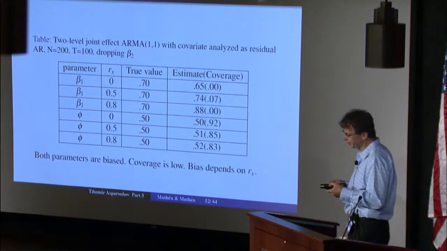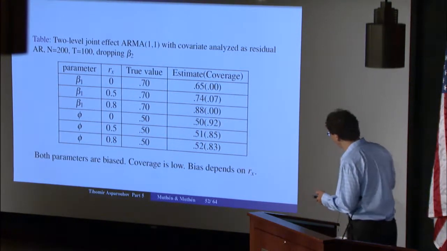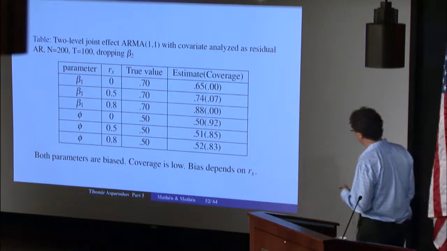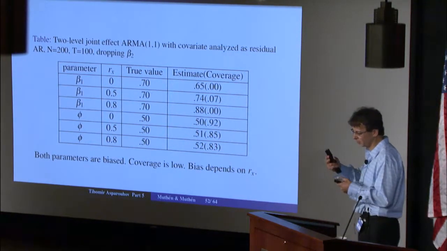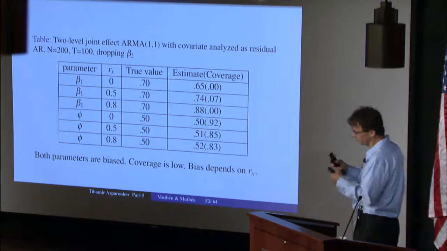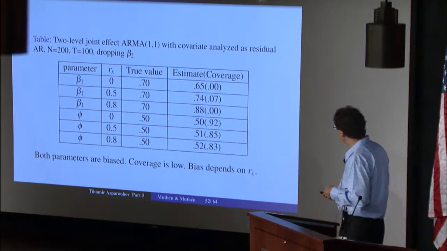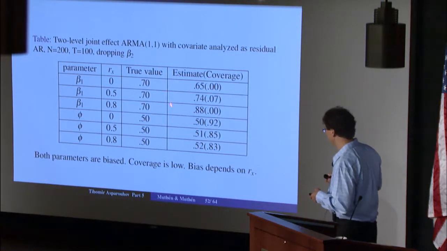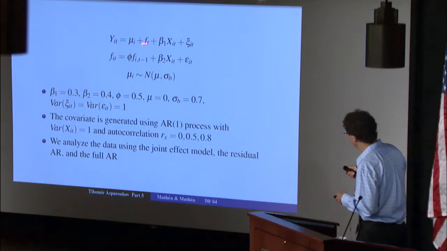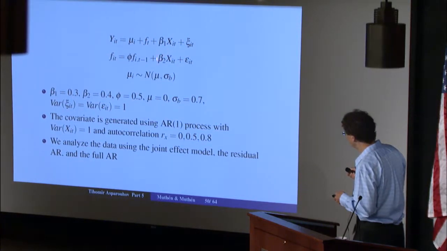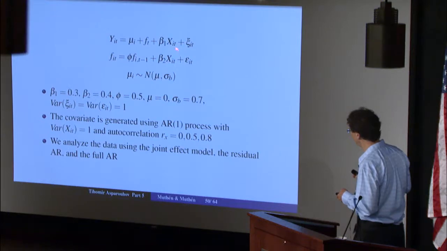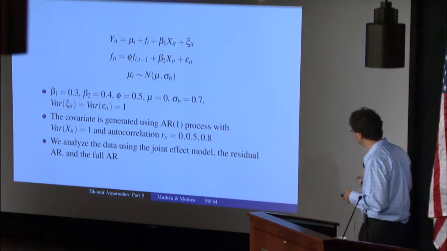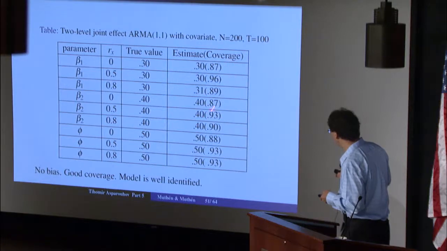So for a general time-specific covariate, you can add the covariate in both places, inside the autoregressive equation and outside. When we analyze the model with the residual AR, we estimate the model excluding this term. So there technically is no true value for beta 1. We can maybe assume that the true value is 0.7, but there is no true value for that parameter.